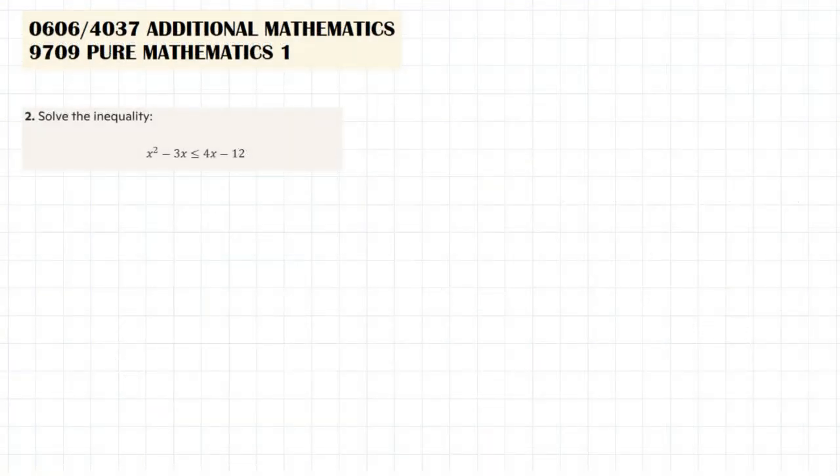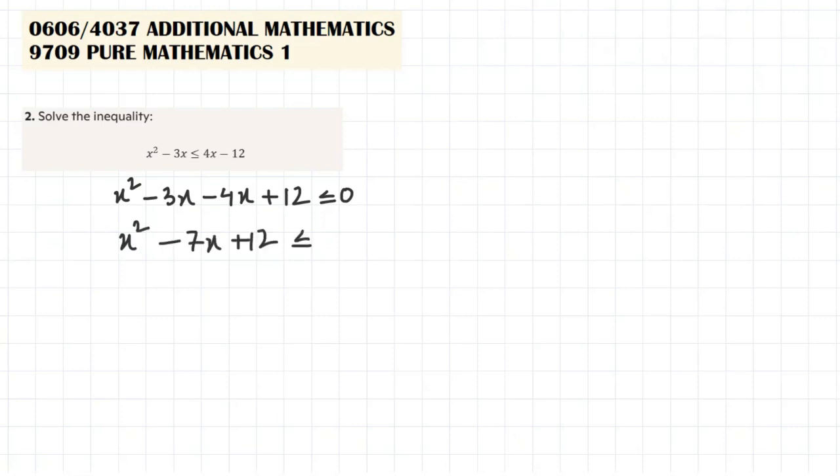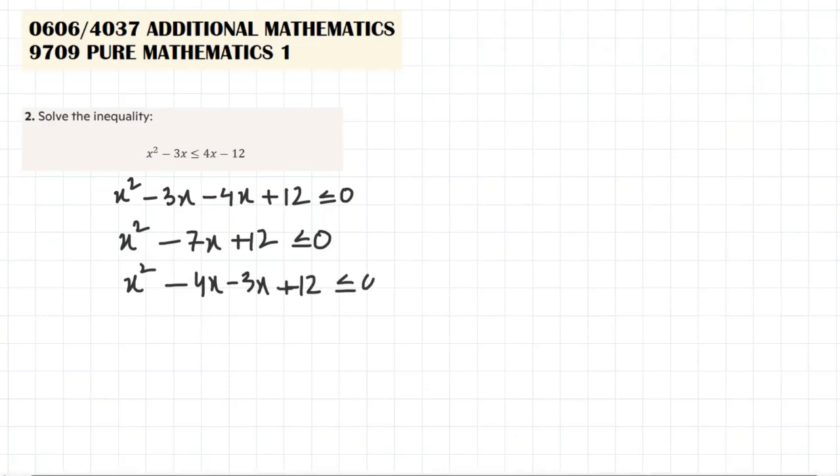Problem 2. Solve the inequality x squared minus 3x minus 4x plus 12 less than or equal to 0. So let's just rearrange it first because it needs rearrangement. This is x squared minus 7x plus 12, less than or equal to 0. And this one is a factorizable one: minus 4x minus 3x plus 12. So situations can be factorizable or unfactorizable. You need to be able to solve them in both situations.